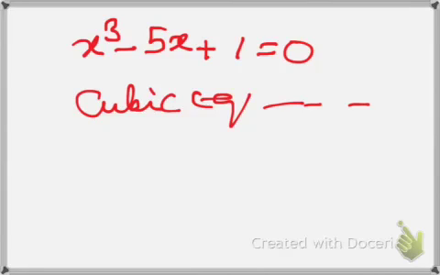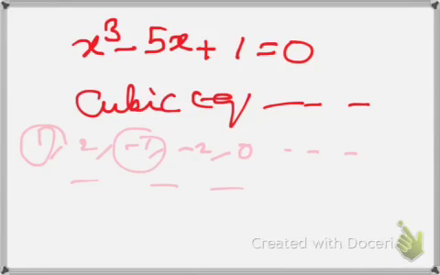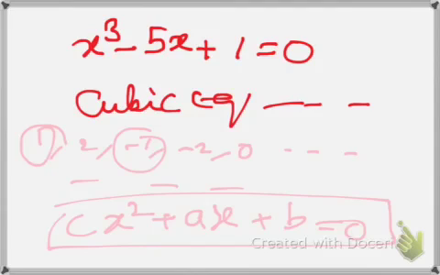Say you try to substitute 1, 2, minus 1, minus 2, 0 and so on. And when you arrive at a solution that is 1 or minus 1 or something, by using synthetic division you obtain a quadratic equation x square plus ax plus b is equal to 0, and from this quadratic equation you can find the other two roots.